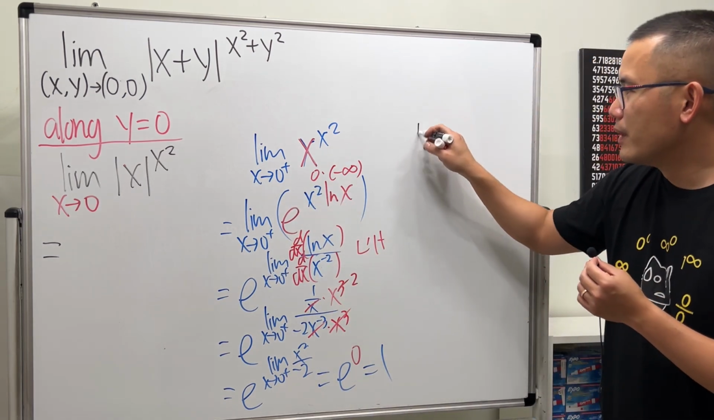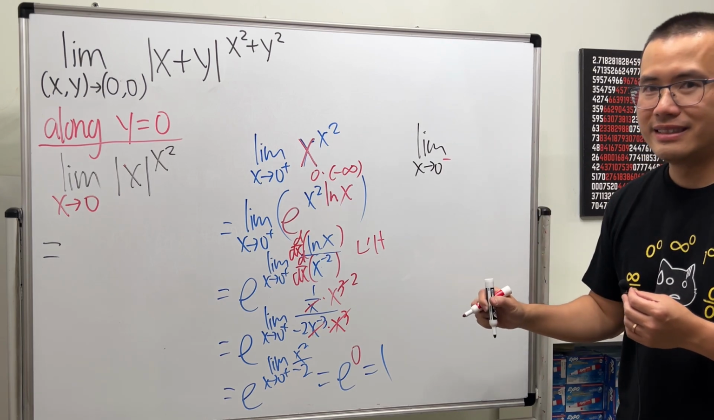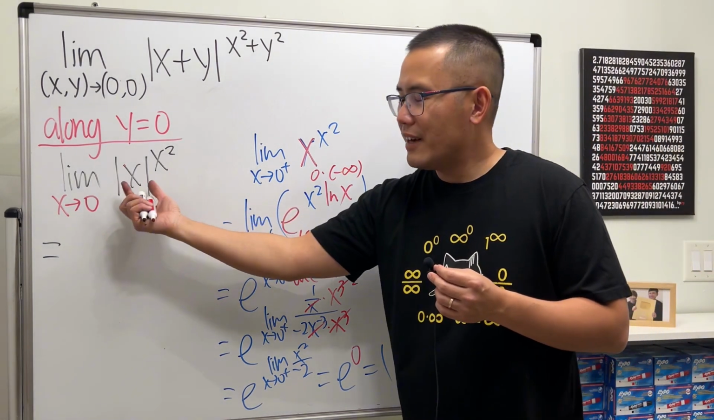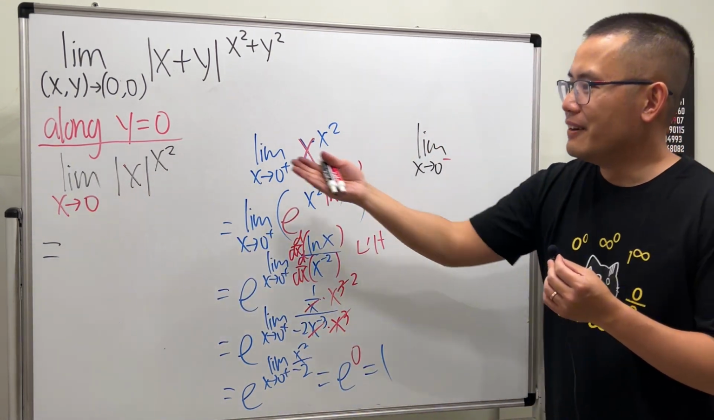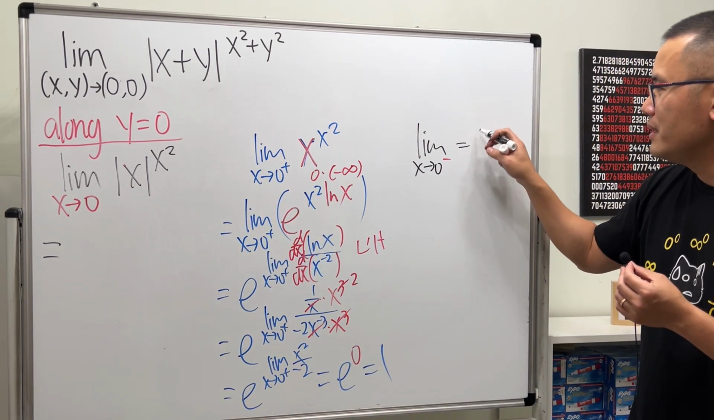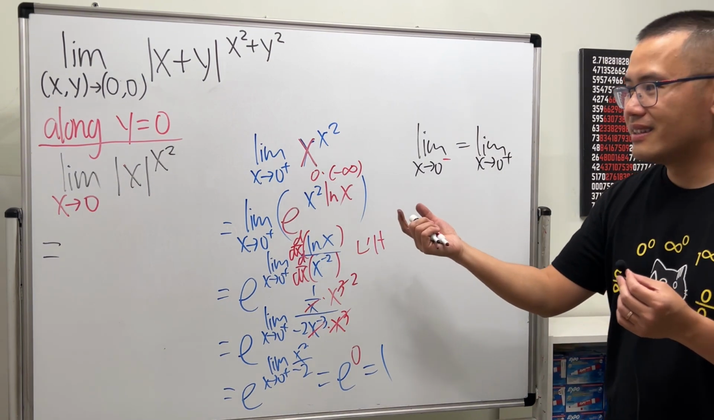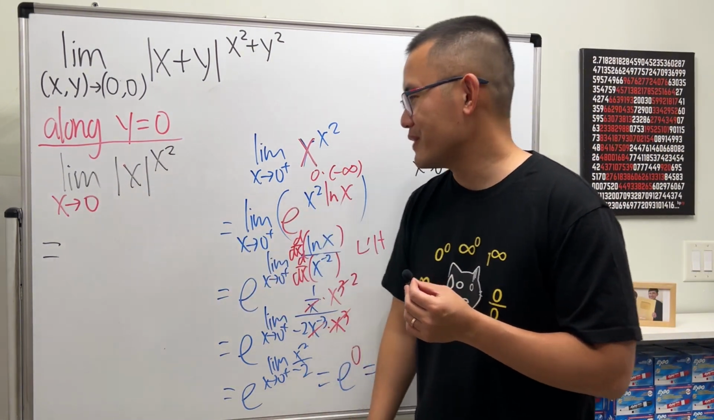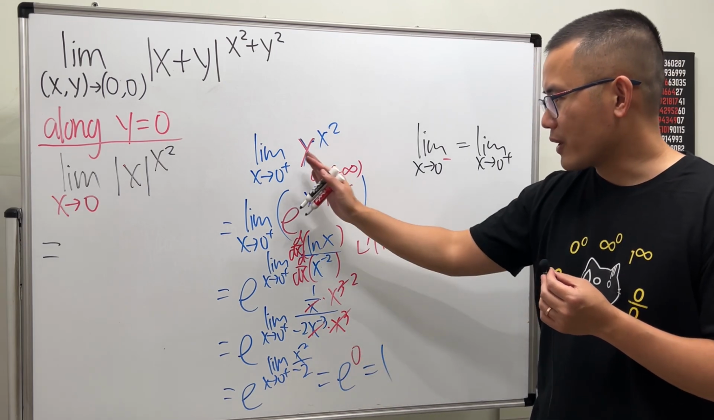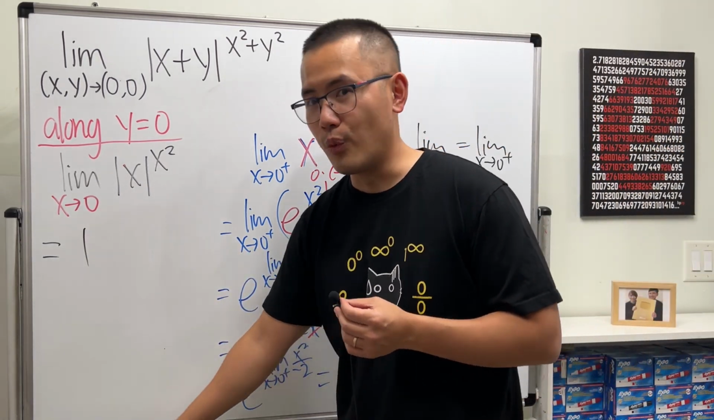But if we have the limit as x approaching 0 minus, because we have the absolute value, the function is even. So this thing will be the same as that thing, for sure. It's an even function. Perfect. So we got 1 from here, and this will also be 1. So the limit along this path is indeed equal to 1.